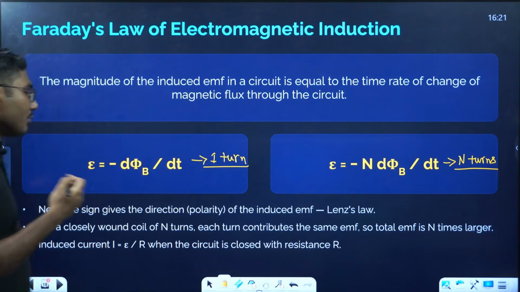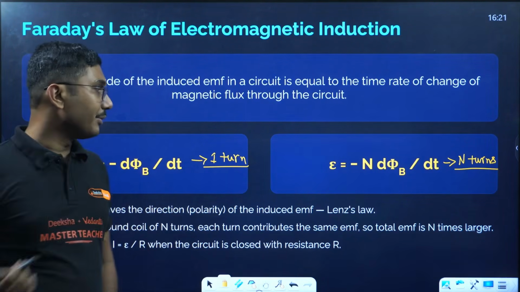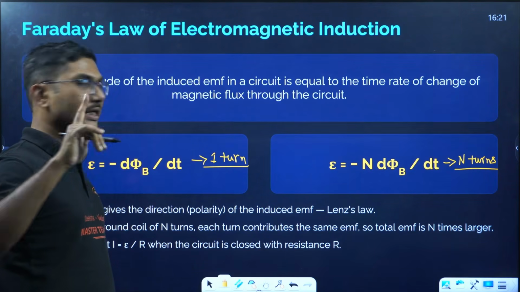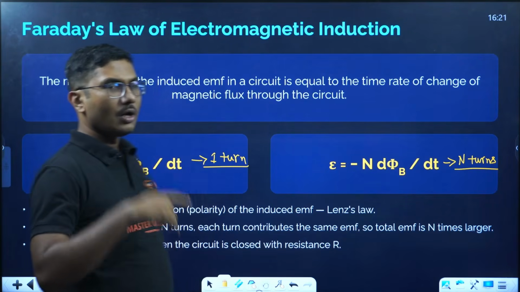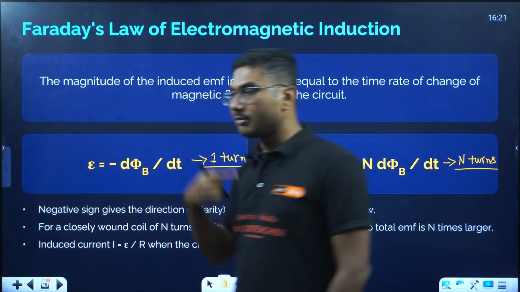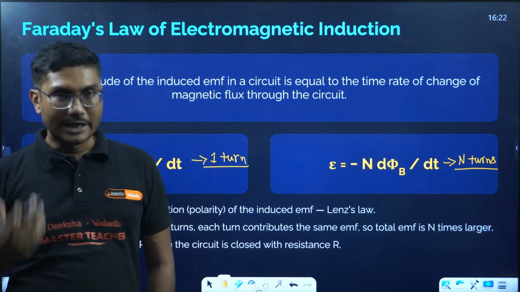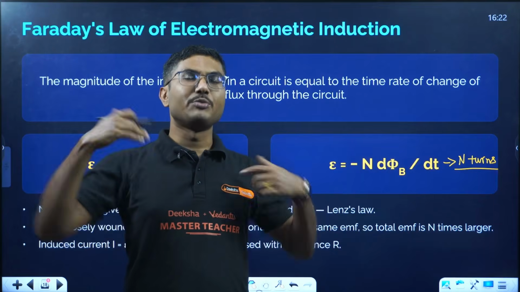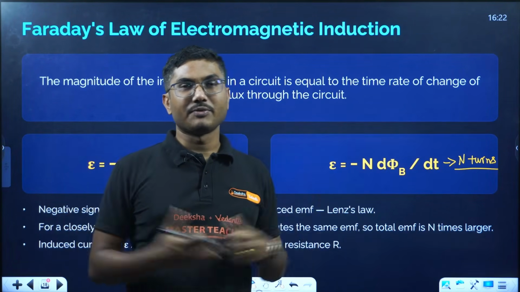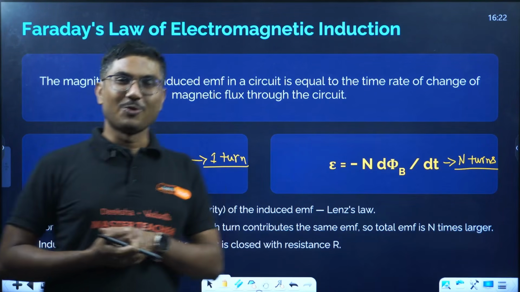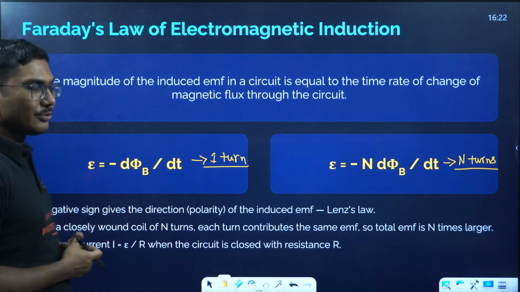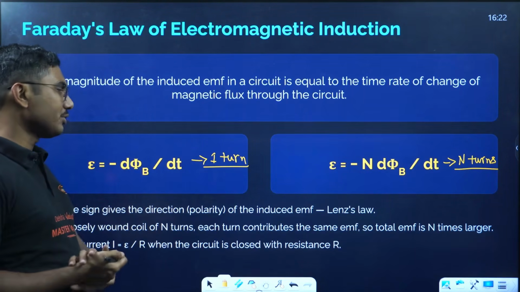Okay, for a closely wound coil of n turns, each turn contributes the same EMF. So the total EMF is n times the single coil. So if one turn is there, whatever EMF is produced, if you increase the number of turns, each turn is contributing an equal amount of EMF, and that's how the EMF increases. That's how, even with a small limited magnet, limited power, we can produce a high amount of current, because we can increase the number of turns. More number of turns produces more EMF. Okay, so induced current I is equal to epsilon by R, where the circuit is closed with resistance R.